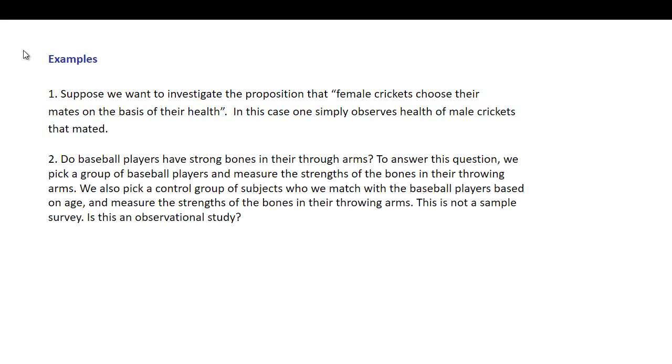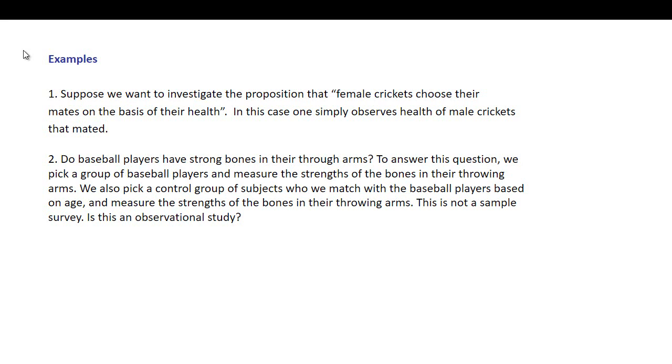Here's another one. Do baseball players have strong bones in their throwing arms? To answer this question, we pick a group of baseball players and measure the strength of the bones in their throwing arms. We also pick a control group of subjects who we match with the baseball players based on age and measure the strength of the bones in their throwing arms. This is not a sample survey. Is this an observational study?